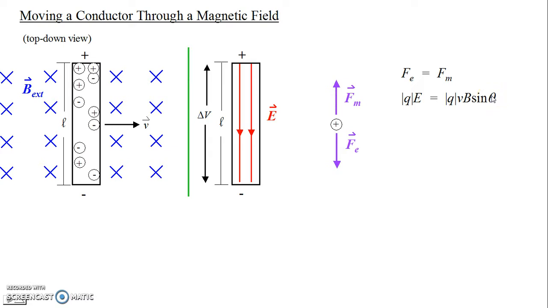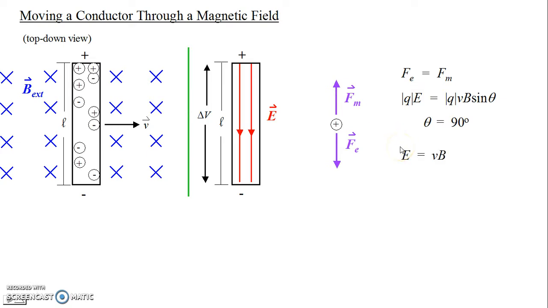Where's theta measured? It's always between the two previous vectors, so velocity and field. Velocity is to the right, field is into the page. What angle is that? That's 90 degrees, like it almost always is, and sine 90 we know is 1. And we have a Q there and a Q there. What's going to happen? They're going to cancel, so we have E equals vB.